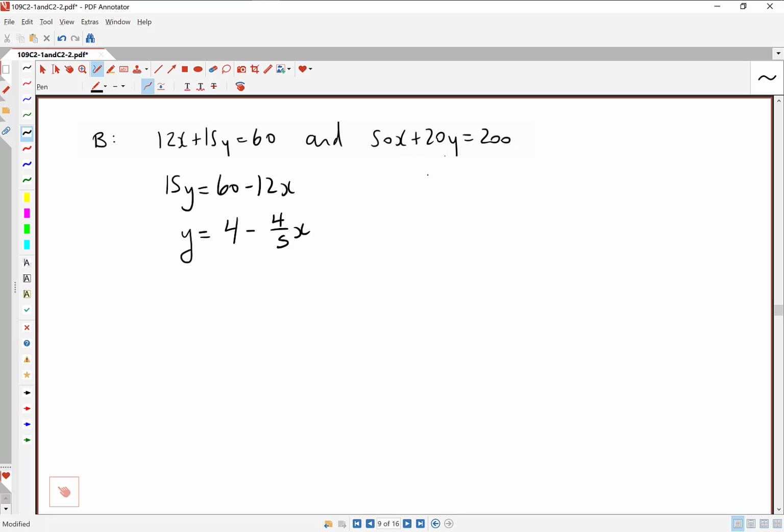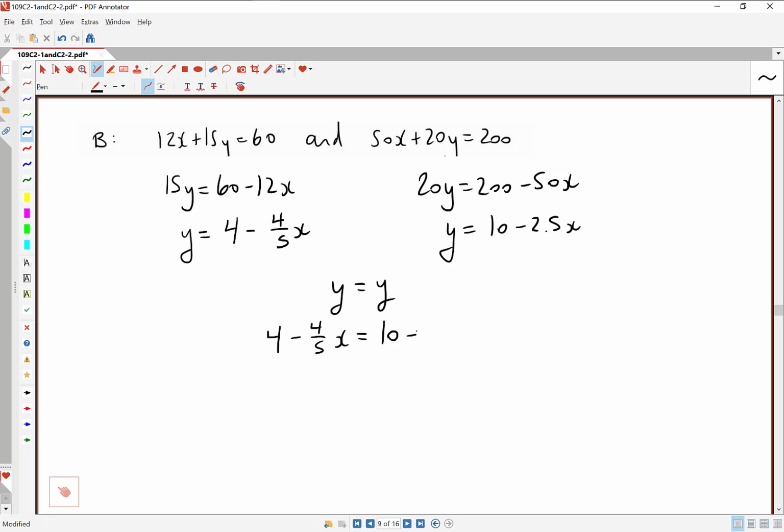And then working with the second one, 20y equals 200 minus 50x. Let's divide through by 20. So y is 10 minus 2.5x. I go y equals y. 4 minus 4/5 x is equal to 10 minus 2.5x.